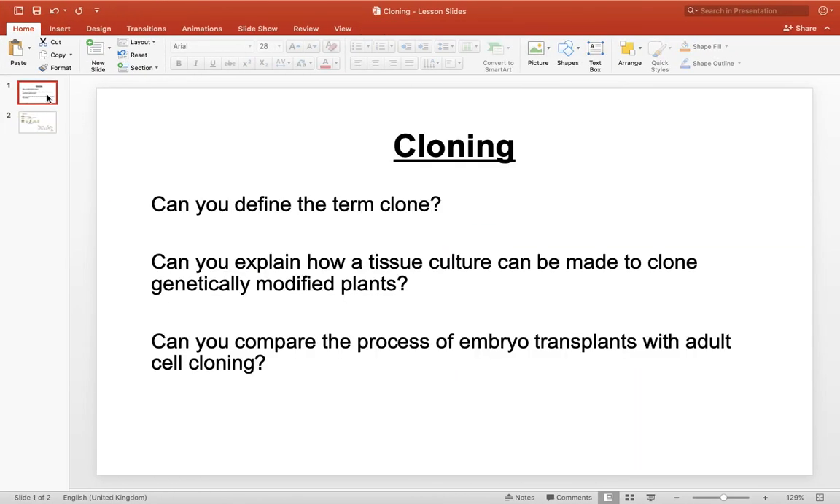So, you should now be able to tell me what the word clone means. You should be able to explain how a tissue culture can be made to clone genetically modified plants, and you should be able to compare the process of embryo transplants with adult cell cloning.